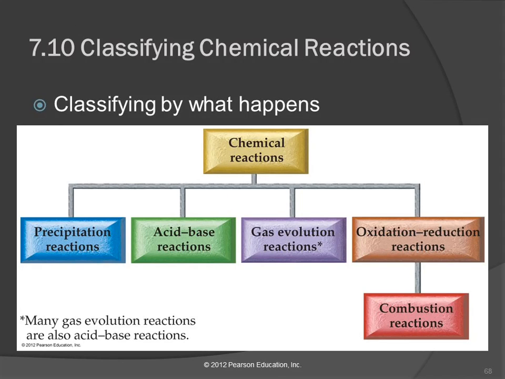So when we classify chemical reactions, there are two different approaches. One is to classify the reaction by what happens. And here's a flow chart showing that, and that's what we've been talking about today. Precipitation reactions where a solid forms, acid-base reactions where you have an acid and a base reacting to form water and a salt, gas evolution reactions where we get a gas being formed, oxidation reduction reactions where we have electrons being transferred.